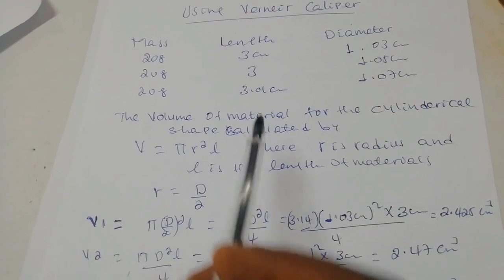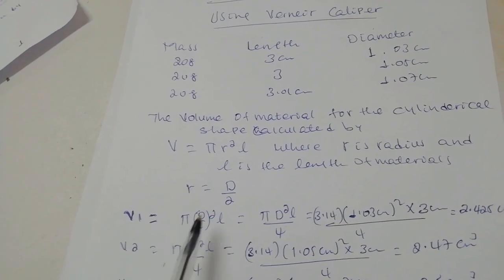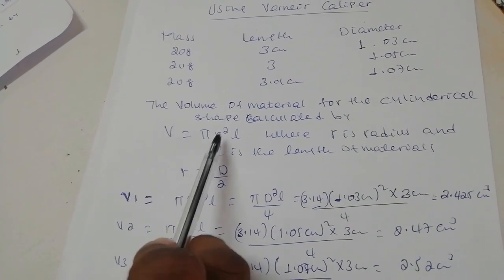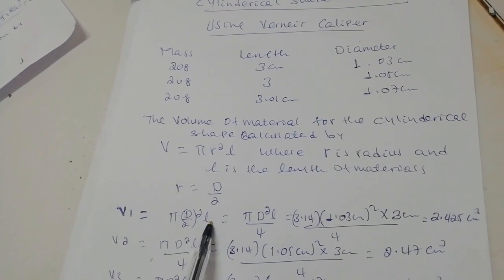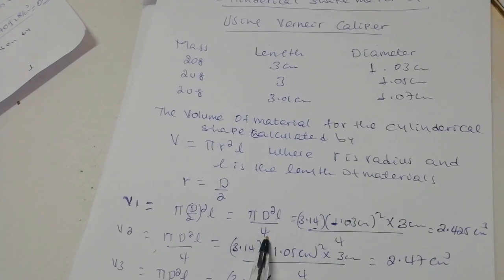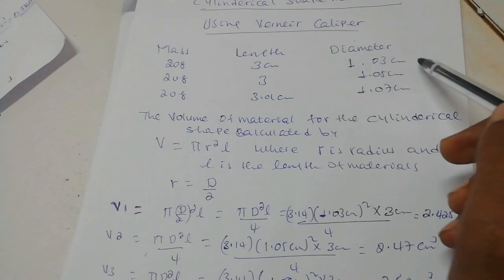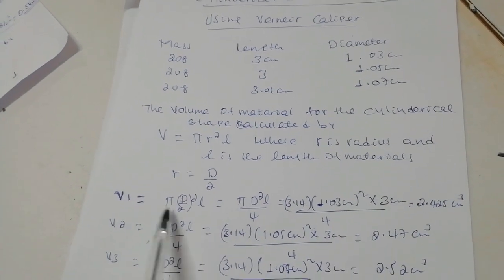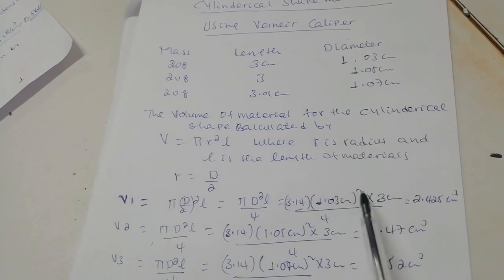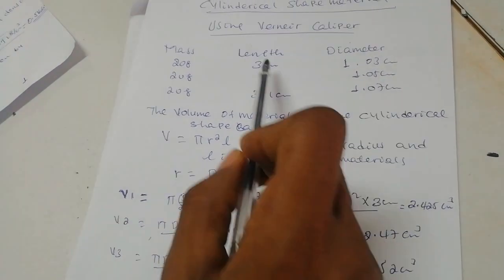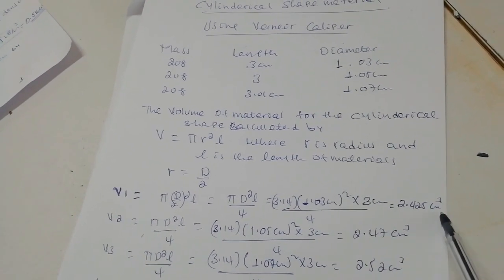So for this expression, we can try three times, so we can get three volumes. Volume 1 is equal to pi times the radius squared. We can put d over 2, the whole square, times L. From this, pi d squared L over 4. Substituting the values measured in the first trial, pi is 3.14, times d, here 1.03, the whole square, times L, the length, 3, divided by 4, we get 2.425 centimeter cube.